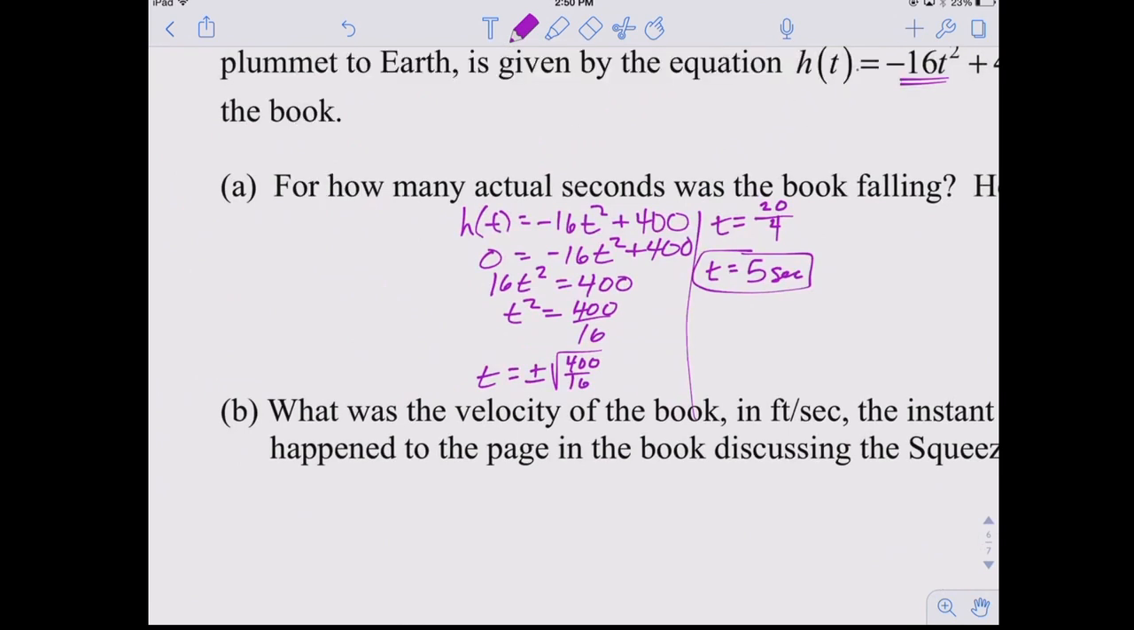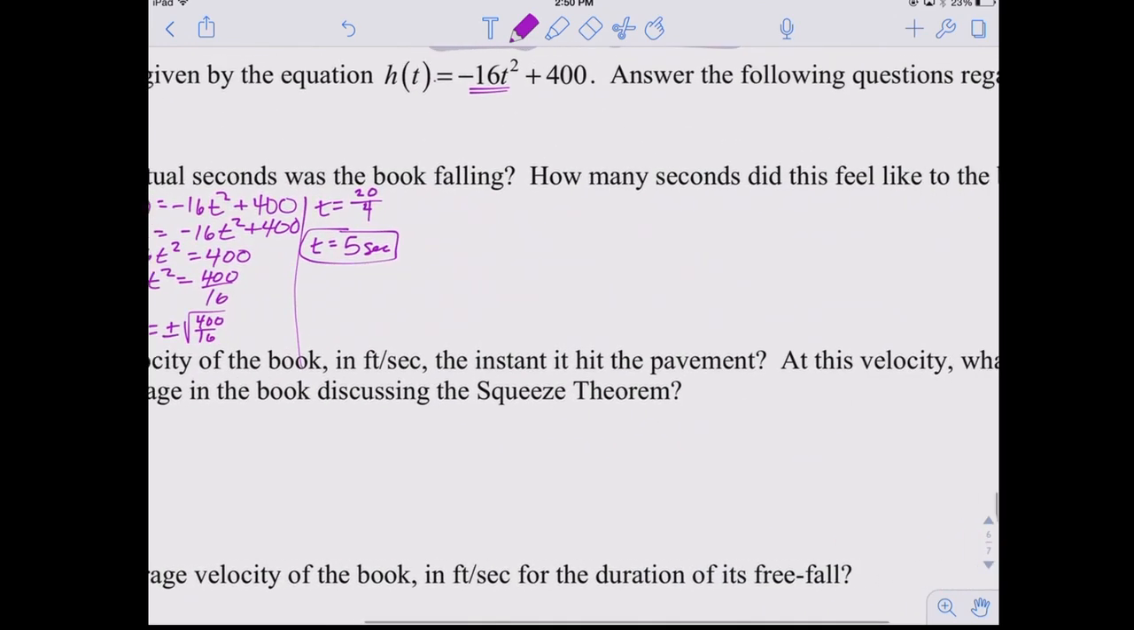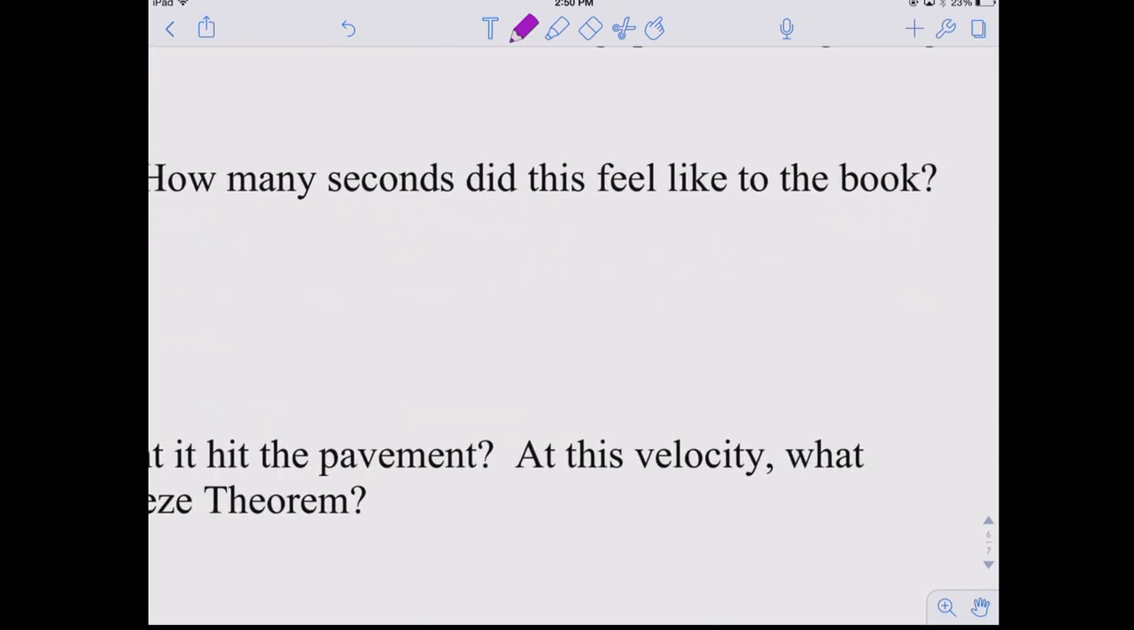All right. So the book was falling for 5 seconds. Now the follow-up question. Just because it's part A doesn't mean there's only one thing being asked. Always look for a follow-up question. How many seconds did that feel like to the book? Probably forever. Remember, it was hurting on the way down.